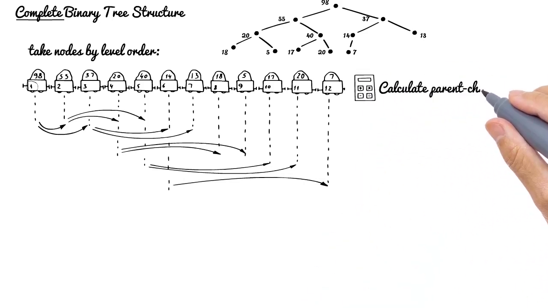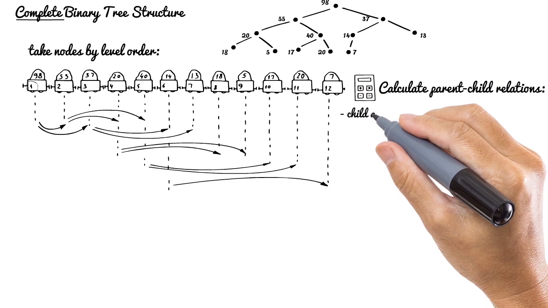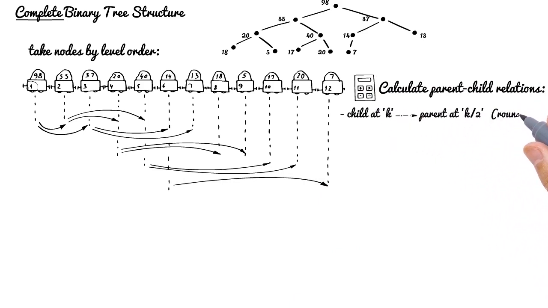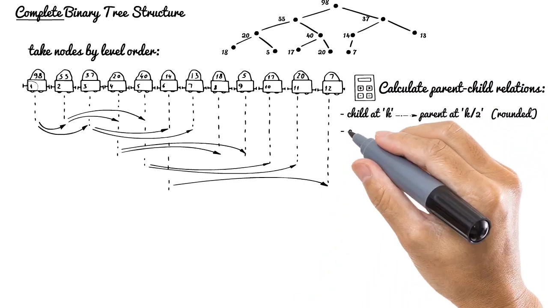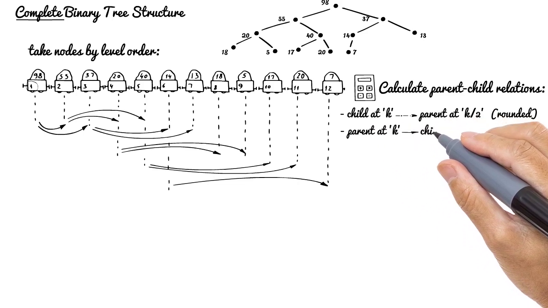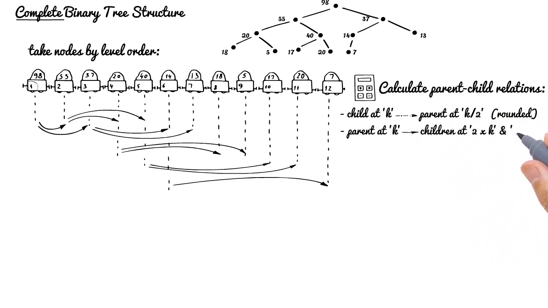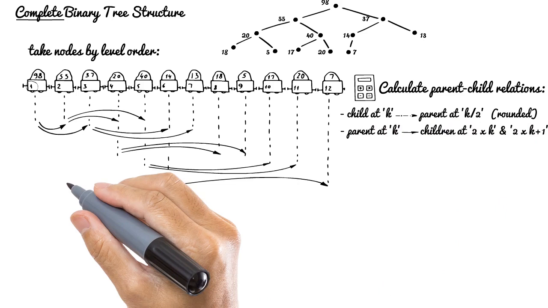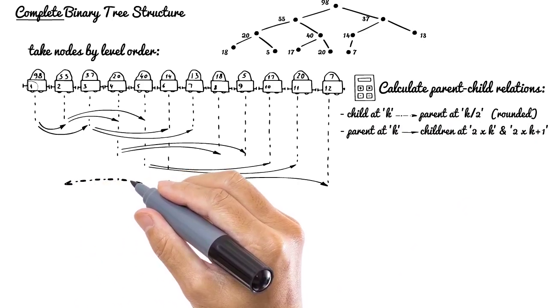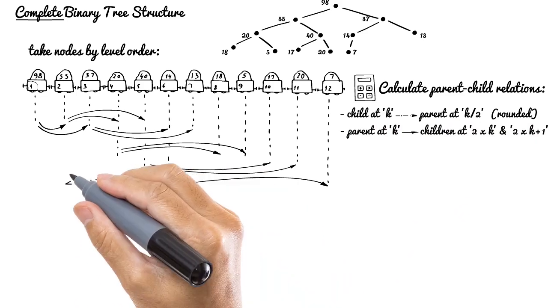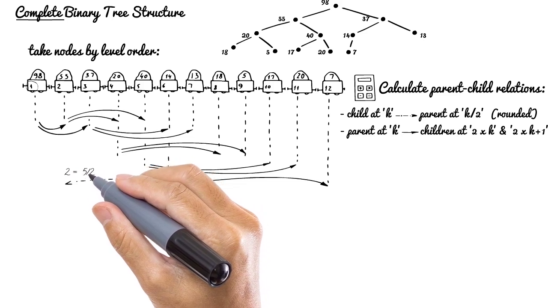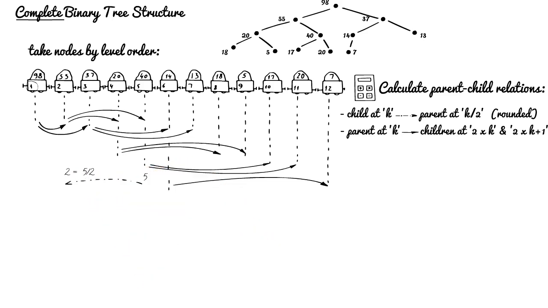Arithmetic operations for parent-child relations are: parent of node at k is k divided by 2, rounded down to an integer. Children of node k are at positions 2 times k and 2 times k plus 1. For example, parent of element at index 5 will be at index 2, equal to 5 divided by 2 rounded to the lower integer. Two children of parent item at index 3 are 6, 2 times 3, and 7, 2 times 3 plus 1.